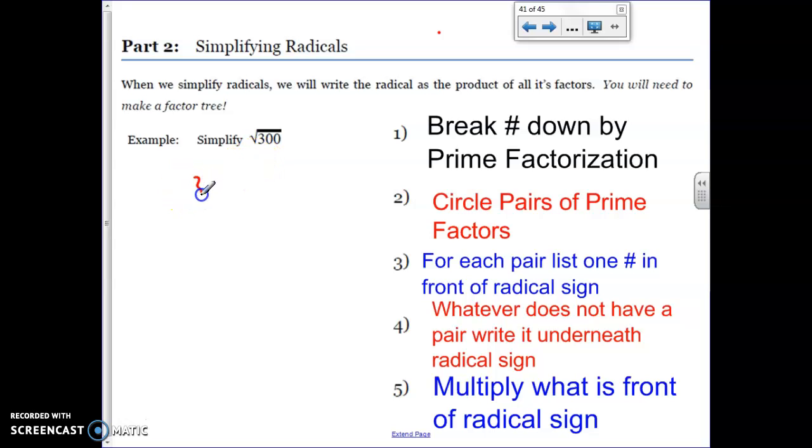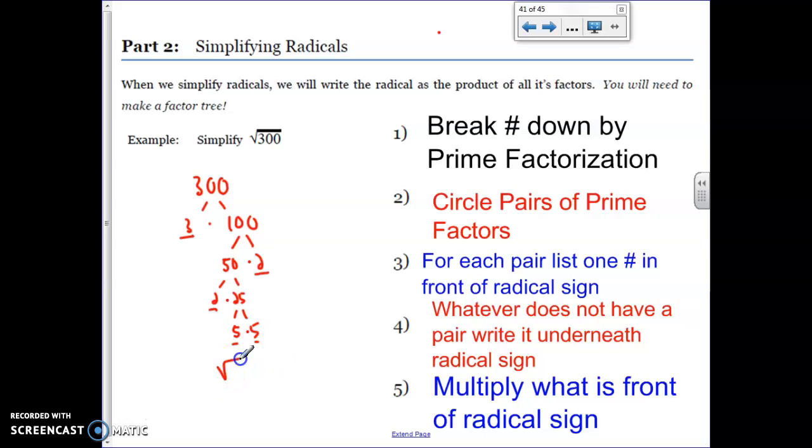So we're going to take 300 and break it down. So I know that's going to be 3 times 100. 3's prime. And then 100 is, well, let's say 50 times 2. And then 50 breaks down to be 2 times 25. So that's prime, that's prime, that's prime. 25 is not. So 25 breaks down to be 5 times 5, which are prime numbers.